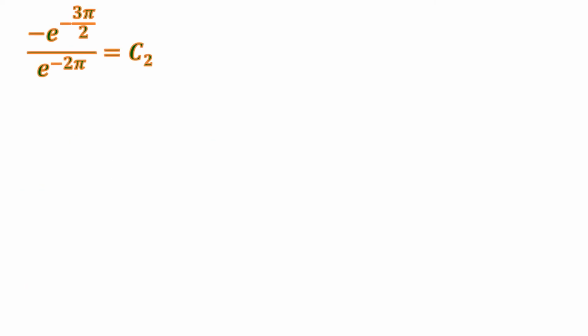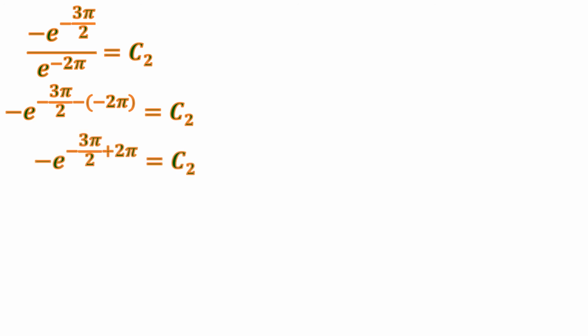So let's transfer it on top and let's divide. When you're dividing the same base, we subtract the exponents. So negative 3 pi halves minus negative 2 pi. Negative and negative becomes positive. So combining the negative 3 pi halves and 2 pi, it's negative pi halves. So our c2 is negative e to the negative pi halves.